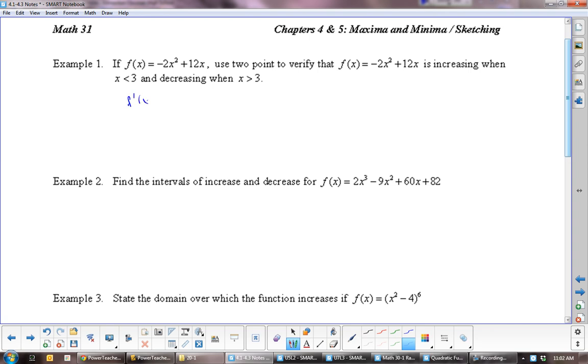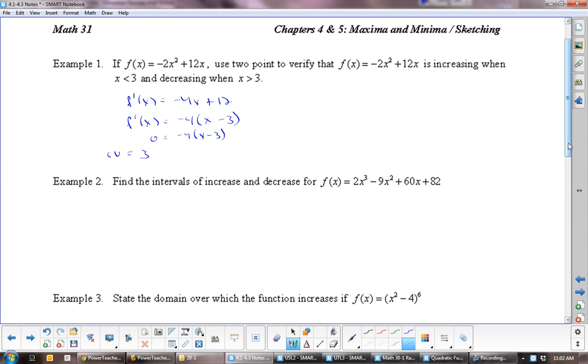F prime of x is, okay, we still remember how to do this? What would be the derivative of this? Plus 12. Okay, and then if I was to keep doing this, I would take out a negative 4, and that would be x minus 3. So a critical value is when this equals 0. So a CV would be 3.